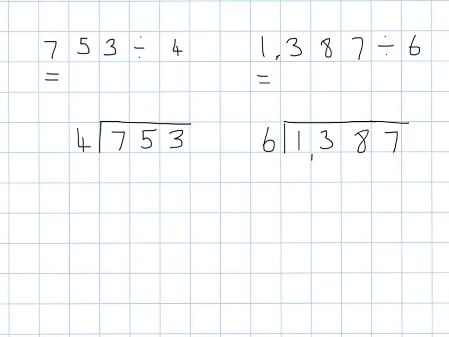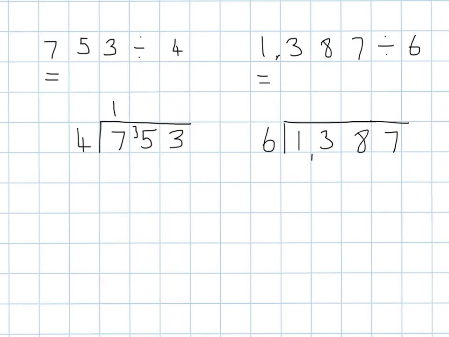So, the first one is 753 divided into 4. First of all, I look at the 4, it's the 4 times tables, and think how many lots of 4 I can get into 7. I can only get 1 lot of 4 into 7, and because 1 times 4 is 4, and I've got 7 there, I need to carry 3 over to the tens.